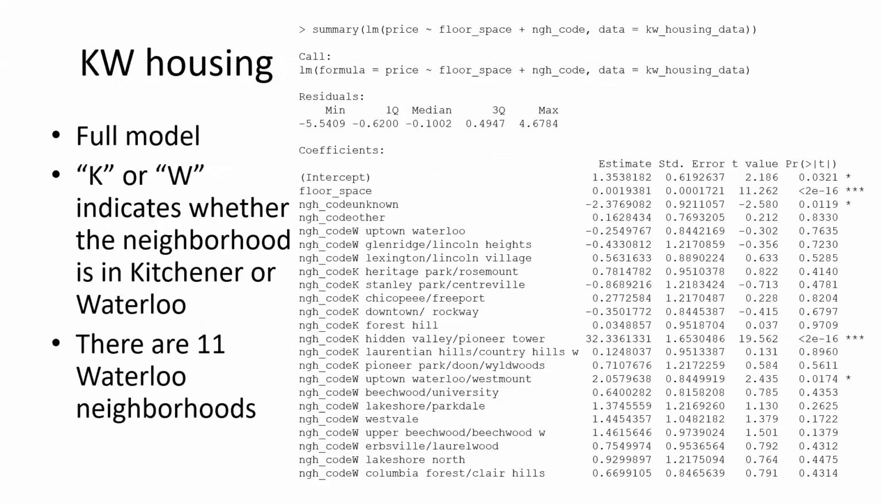Here's some R output. You see whether they're in Kitchener or Waterloo is indicated by a W or a K. There are 11 Waterloo neighborhoods: 1, 2, 3, 4, 5, 6, 7, 8, 9, 10, 11.